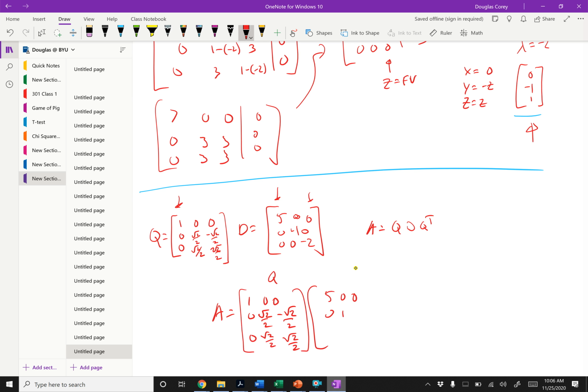5, 0, 0, 0, 1, 3, 0, 3, 1. Oh, made a mistake. I put down A instead of D. 4, 0, 0, minus 2. And then Q transpose. 1, 0, 0, 0, 0. That's going to be the same, but now we get square root of 2 over 2, negative square root of 2 over 2 there. And these other ones are square root of 2 over 2.